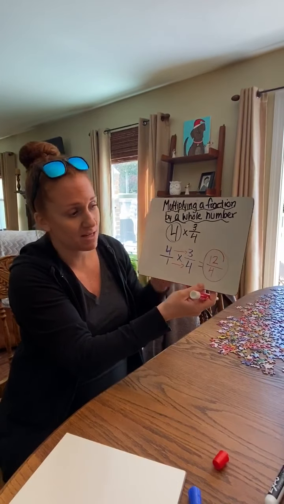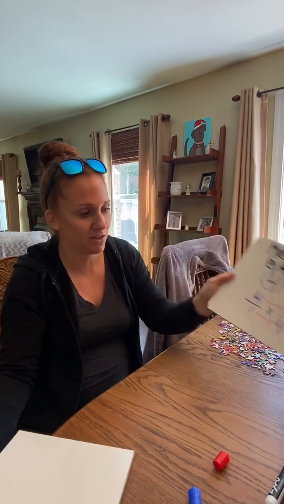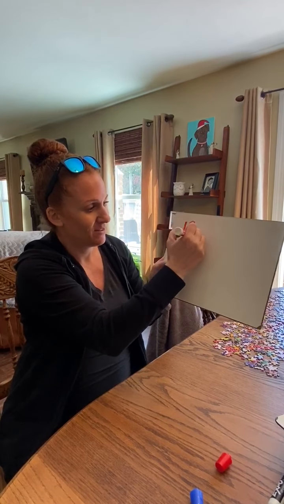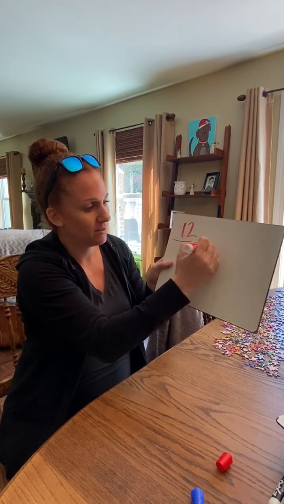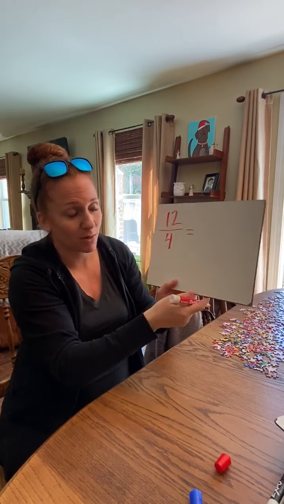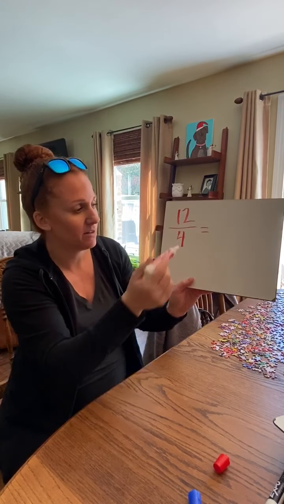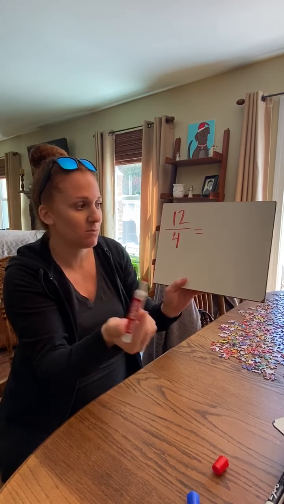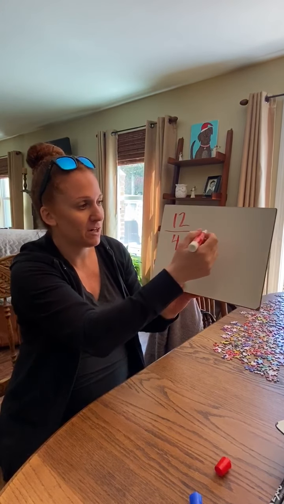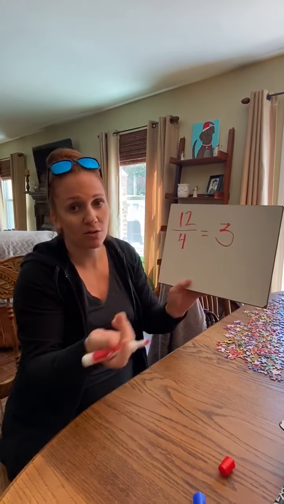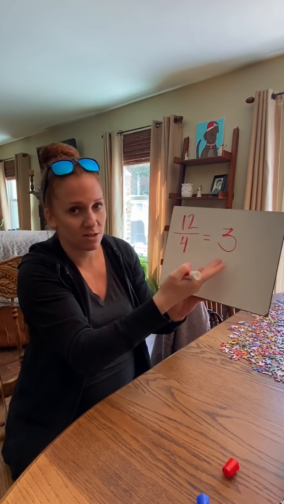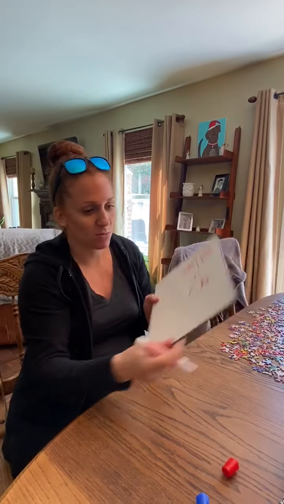All right, so I'll quickly review how to change that into a mixed number. This one's really easy because 4 goes into 12 evenly. So 12 over 4 as a mixed number, we just divide, if you remember. 4 goes into 12 how many times? 3. And there's no remainder for this. So 12/4 is 3. These are the same.